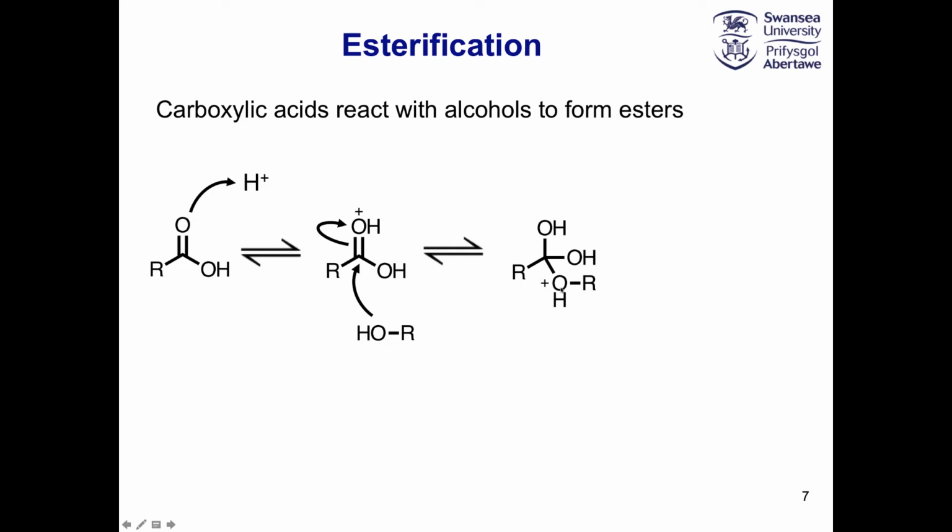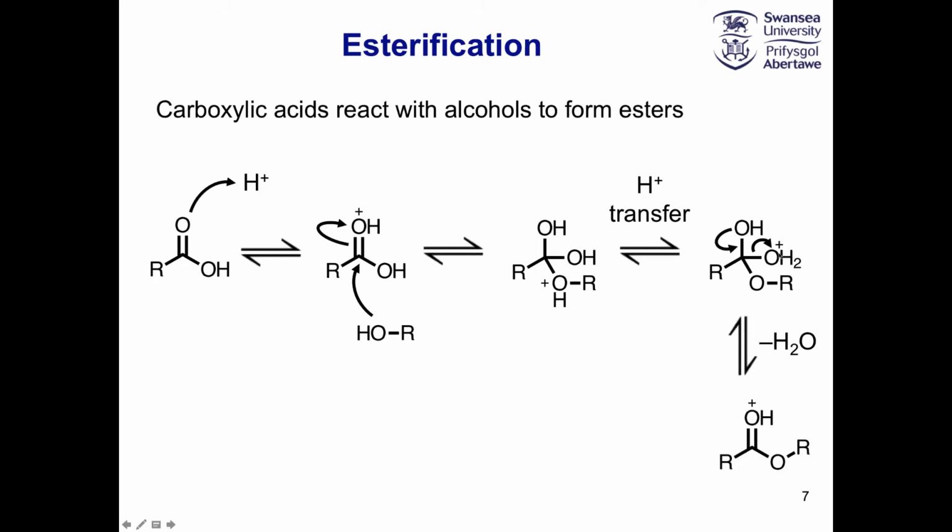Now, proton transfer from this oxygen to this oxygen generates this species, and electrons can then flow back down from this oxygen to boot out water and generate this. If I draw this out differently, you can see that all that's left is for this proton to leave, electrons flow onto this oxygen, and we've formed our ester. You should go through each step here and make sure the curly arrows, the charge balance and the atom balance make sense to you in all cases.